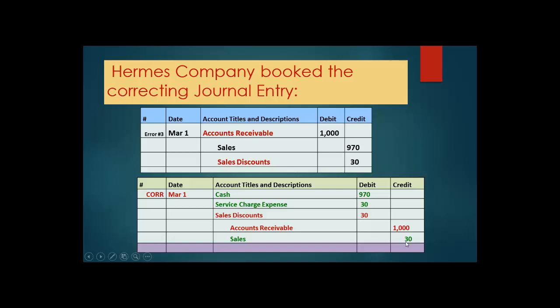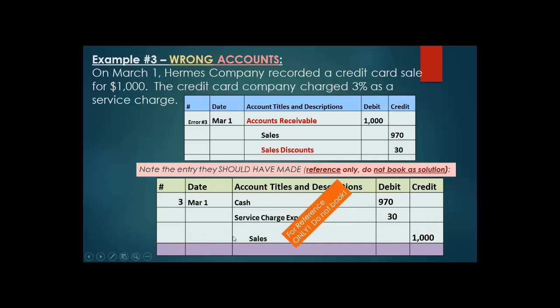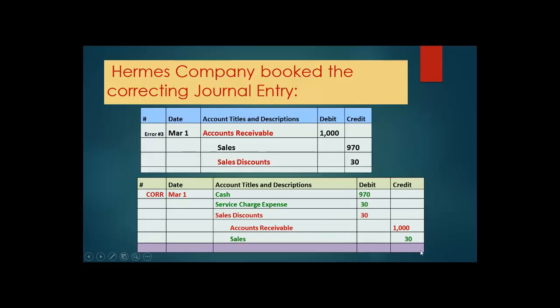And one of the best ways to check this journal entry is to post all of these to T accounts, and then you'll see that the ending balance ends up equal to the ending balances here. So if we just look at sales, we had a credit of $970. We need it to be $1,000. So we're adding another 30 here, and that brings the credit to sales to $1,000. And that's probably one of the more complicated correcting journal entries.